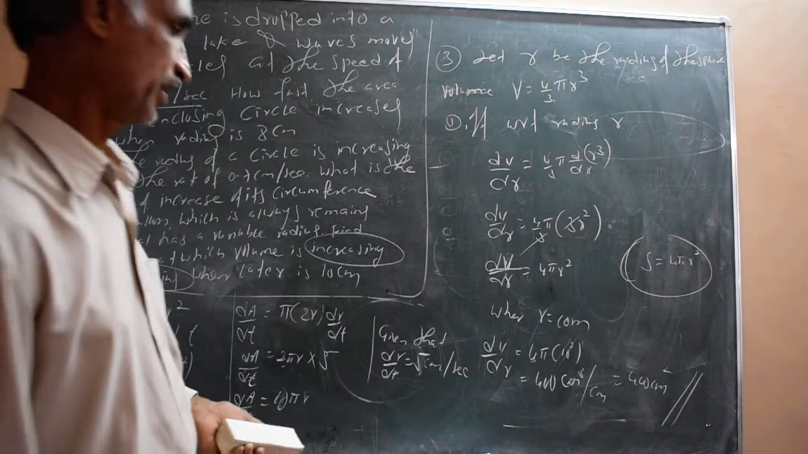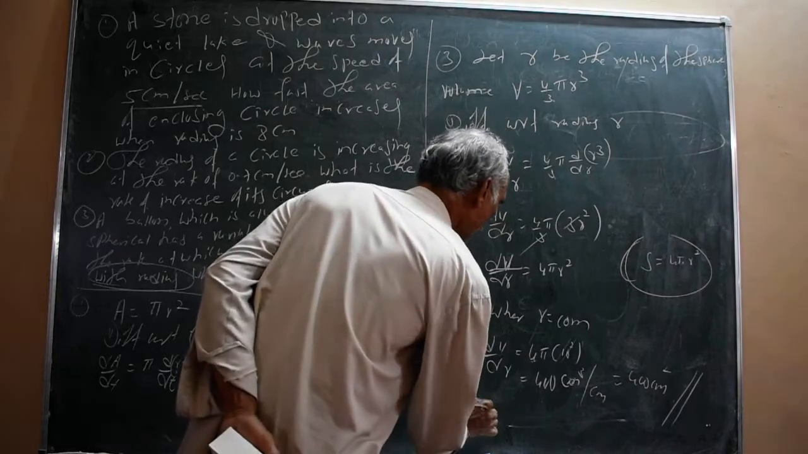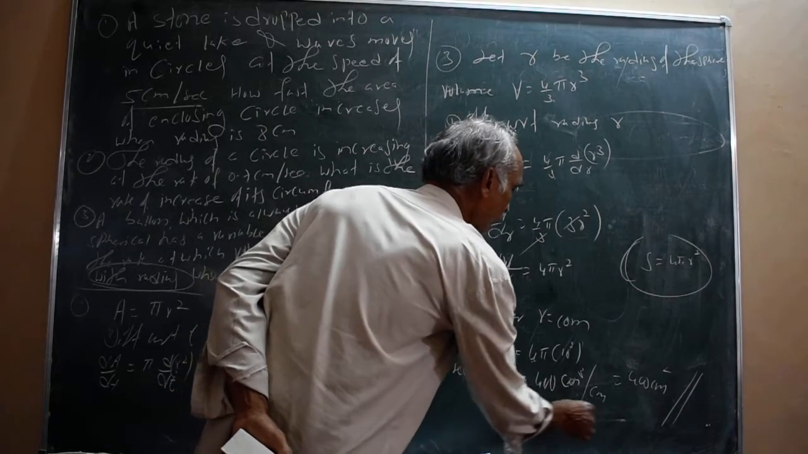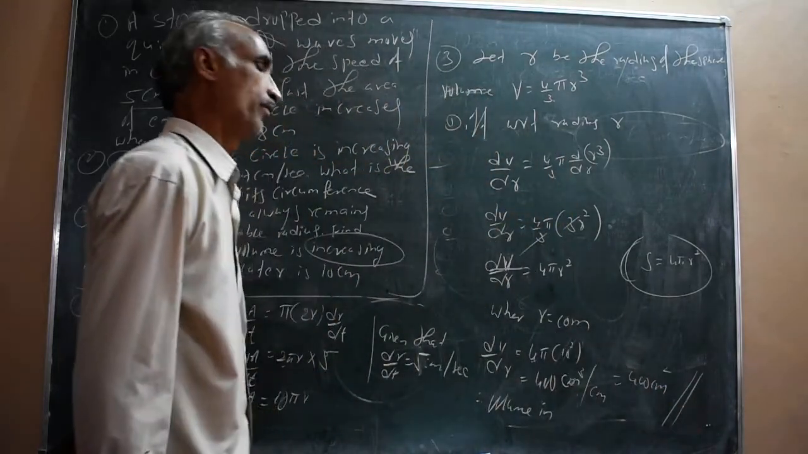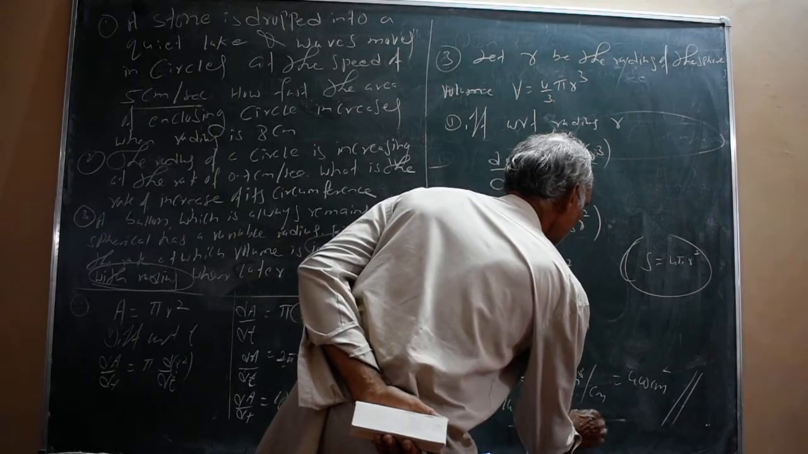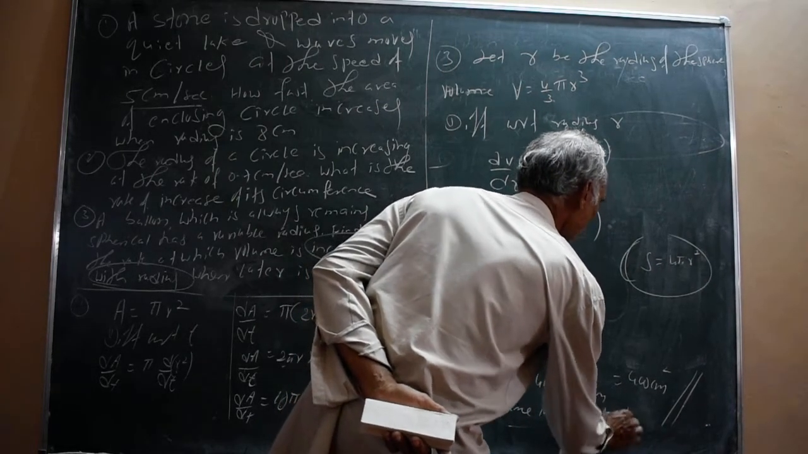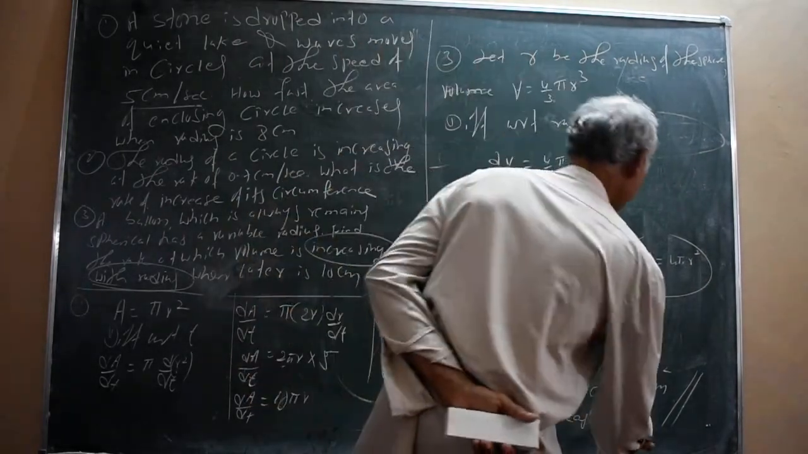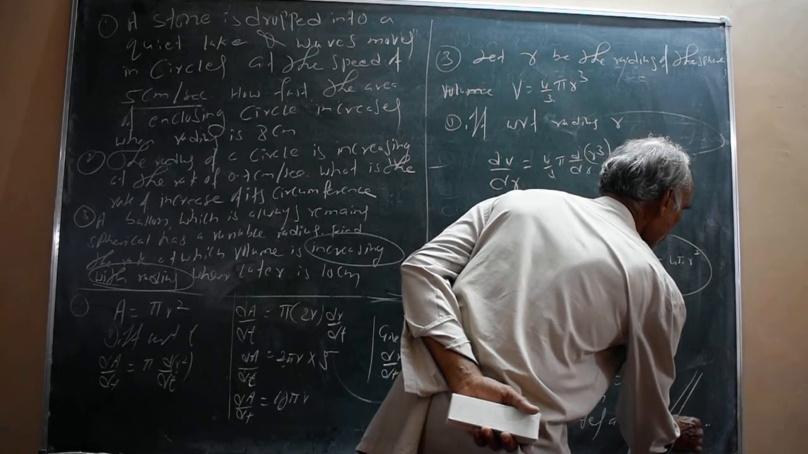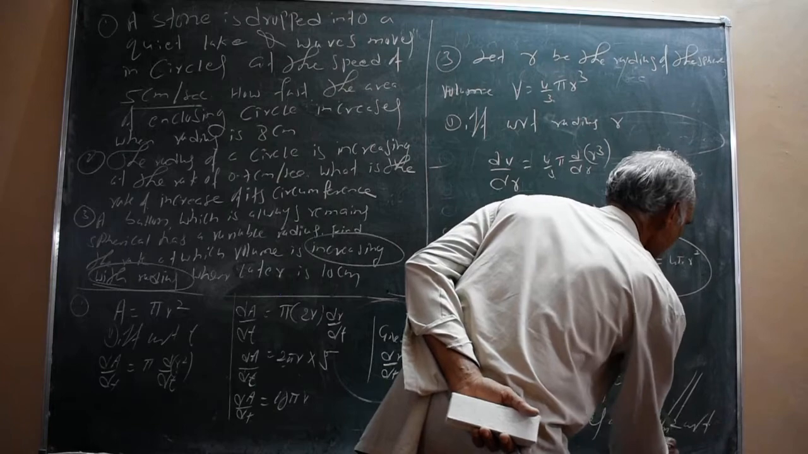Therefore, volume increases. Let us conclude. Therefore, volume increases. This much is written. So that is the answer. Okay, volume increases at 400 centimeter square with respect to radius.